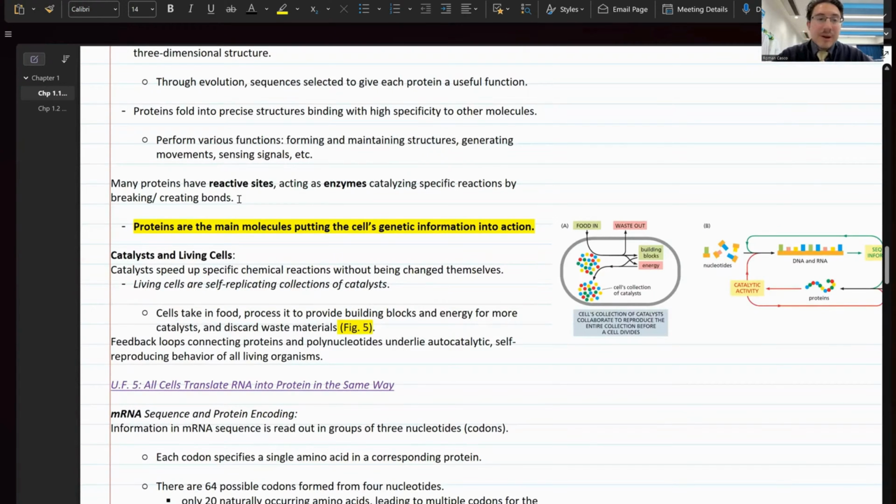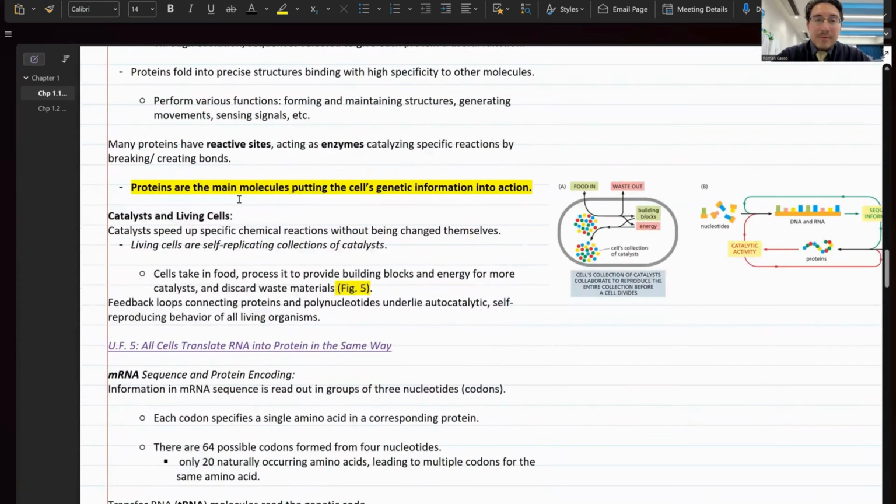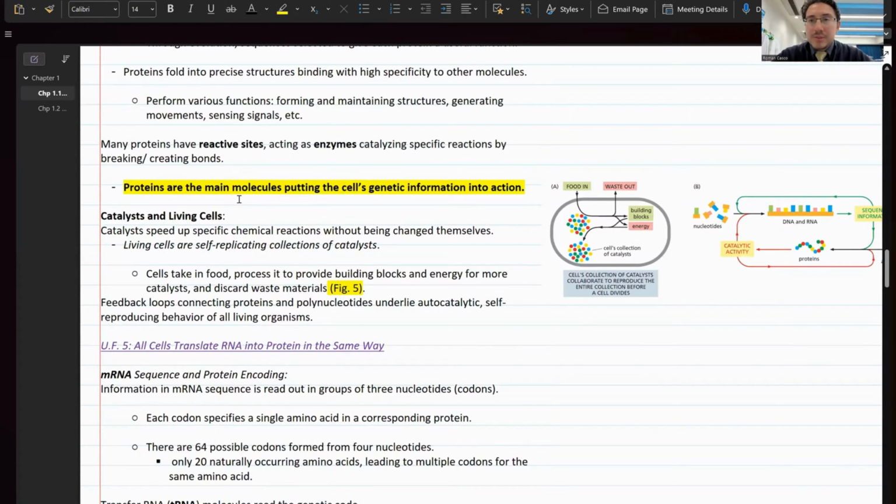And of course, how proteins work is because they have specific areas where they bind to other molecules. They have reactive sites. Let's say in the case of enzymes, where they bind to a substrate to essentially catalyze a reaction. Ultimately, by breaking or creating bonds, they help enhance a reaction, or speed up a reaction.